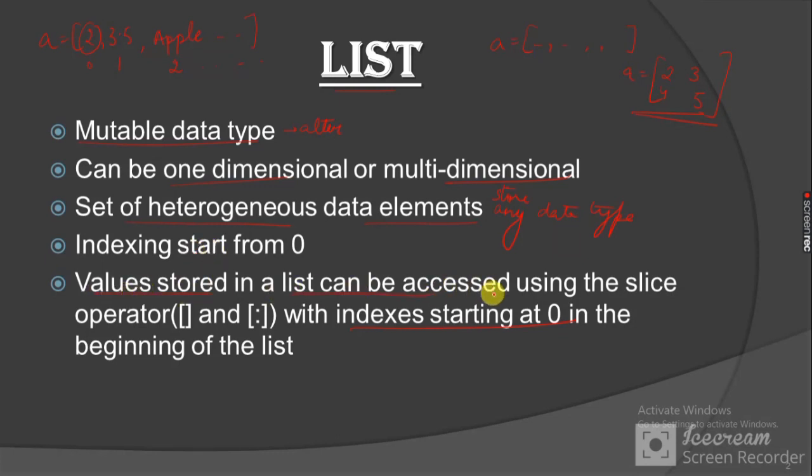Values stored in a list can be accessed using the slice operator with indexing starting from 0 at the beginning of the list. As I have told you, index starts from 0. If we want to access any elements from a list, then we can use the slice operator. This is a slice operator.